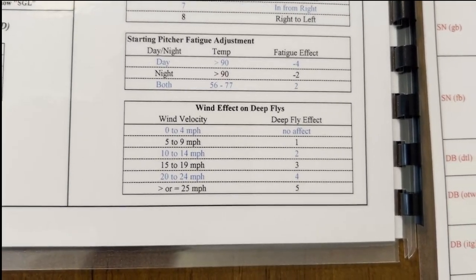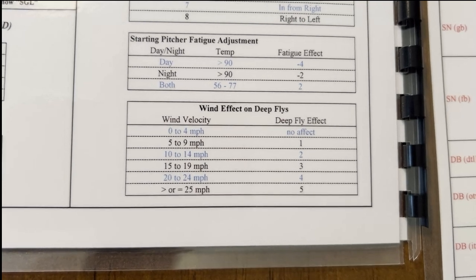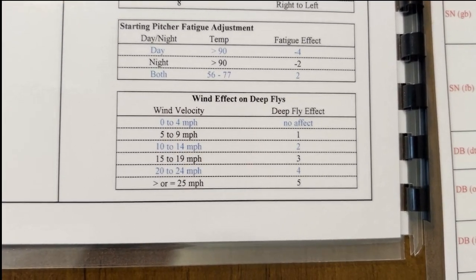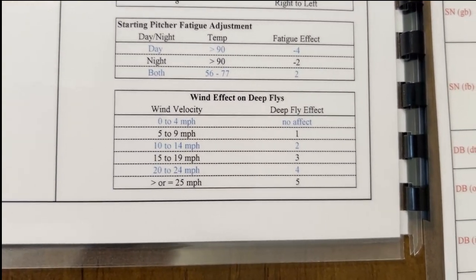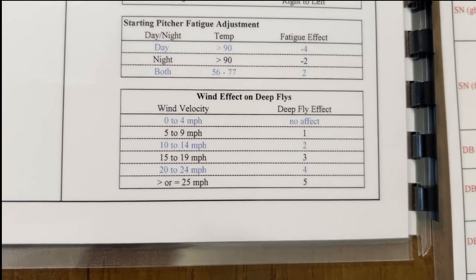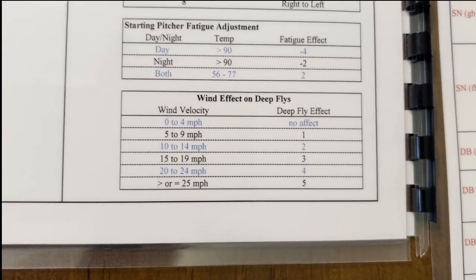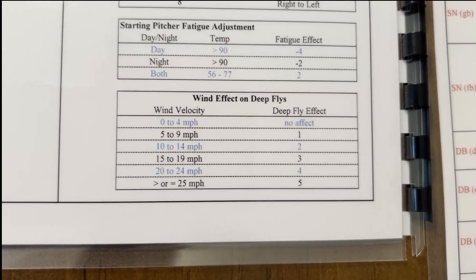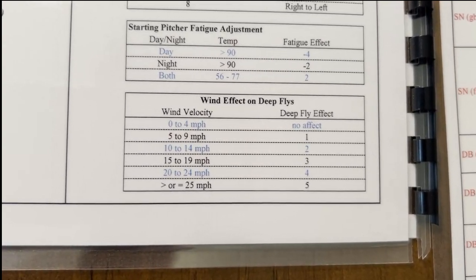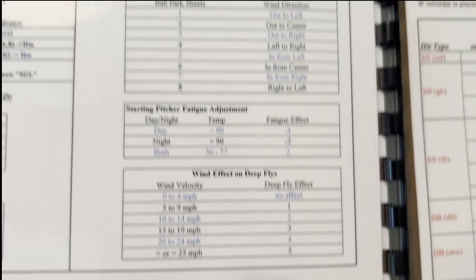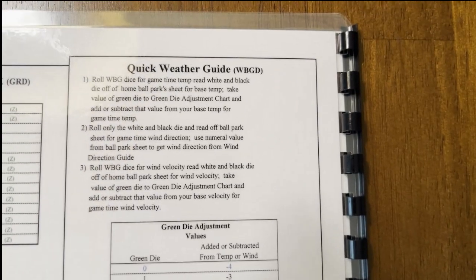And then you have this check on velocity and direction of wind that determines how it could affect home runs. And the wind could be blowing in or out. And if it's blowing in, these numbers under deep fly effect become negative numbers. So if the wind's blowing in, say 10 to 14 miles an hour from a particular field, it takes 2 off of the home run number that you need to be able to hit, and it makes it harder to hit a home run. So there's a process for how that works.